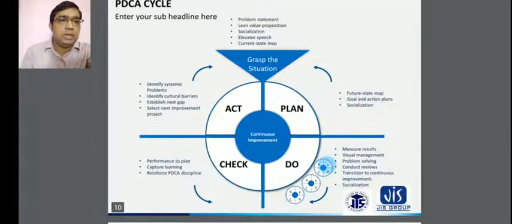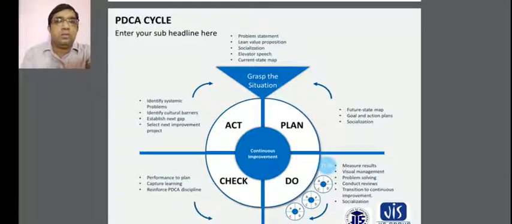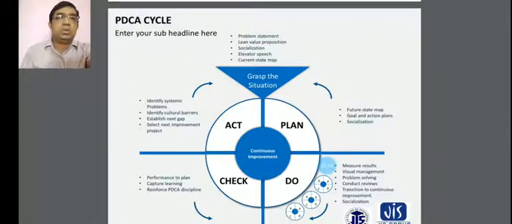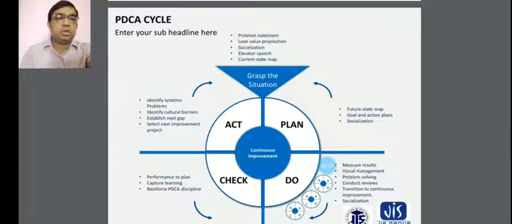Another is the do phase. The major results will be required, whichever results come, and these major results will come during this do phase. The visual management will also be there, and it is also required for problem solving. Problem solving means which type of problem arises while your product is being produced, and it is required for solving your problems.